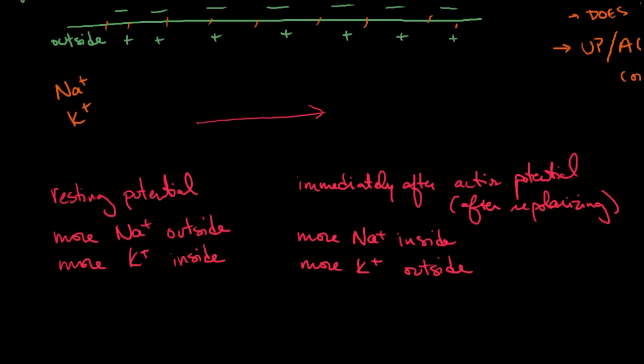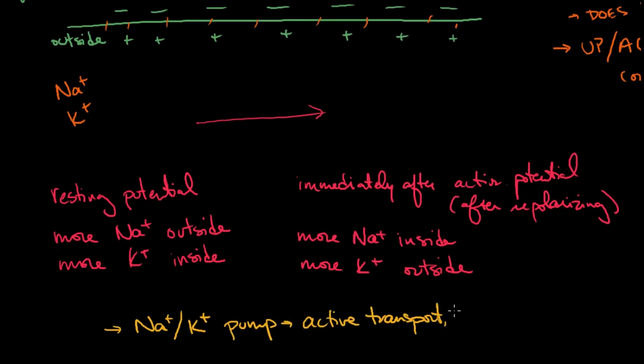And so the solution to that is to use the sodium-potassium pump. This is that active transport process that pumps 3 sodium out and 2 potassium in to restore the proper ions on either side for a resting potential. Okay? And that continues over and over and over. So I hope that makes sense to you.